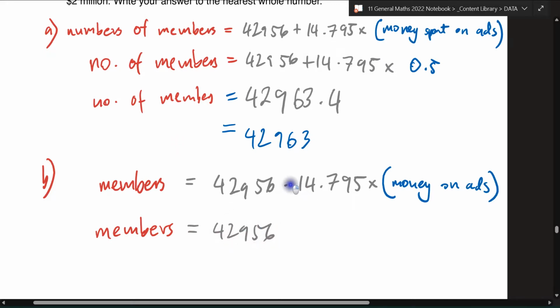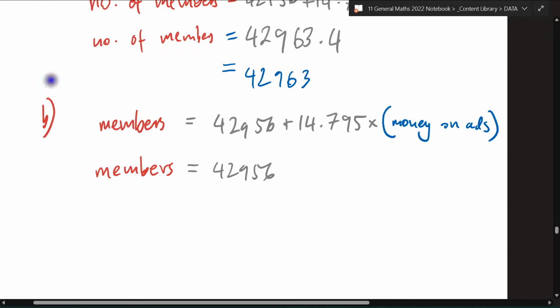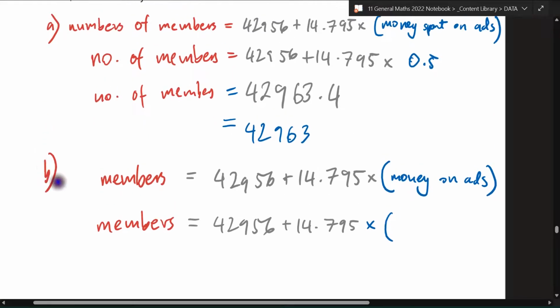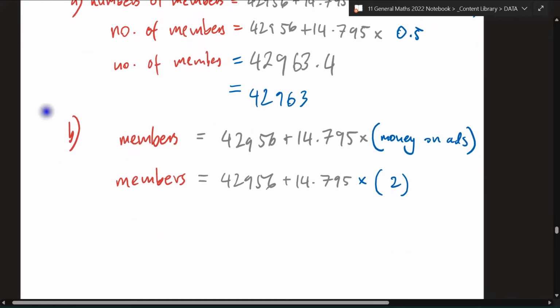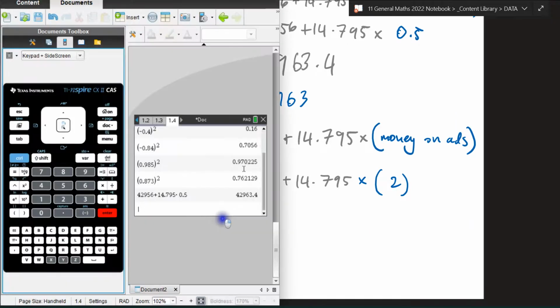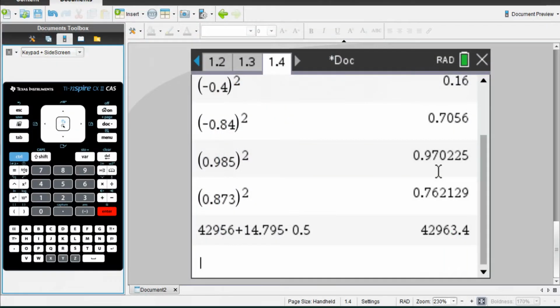42956 should be plus 14.795 multiplied by 2 million. Okay, so we're going to use just the number 2 because we used 0.5 before. So now it's just 2. That means the number of members they have should be, my calculator. In case you didn't know, you don't have to rewrite your formula. You can go up there, highlight it, and if you press enter, it repeats it for you. So you just got to change this to 2 now.